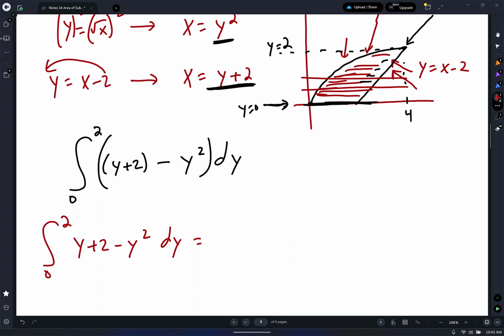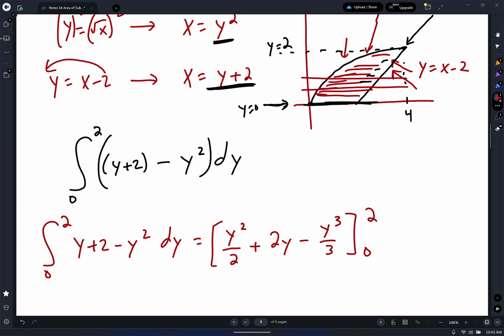Antiderivative of y: y squared over 2. I'm doing it with respect to y, guys. Plus, what's the antiderivative of 2? 2y. Minus, what's the antiderivative of y squared? And I'm going to evaluate this from 0 to 2.